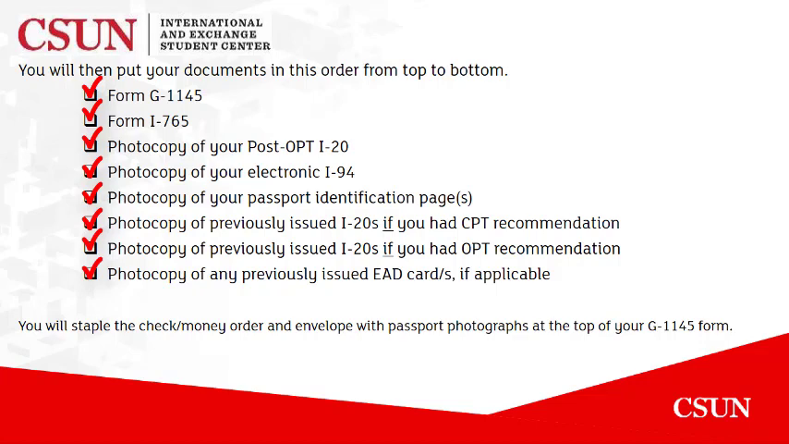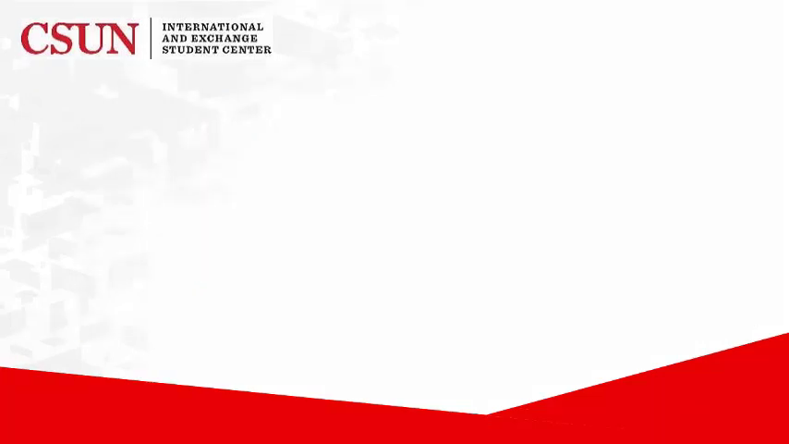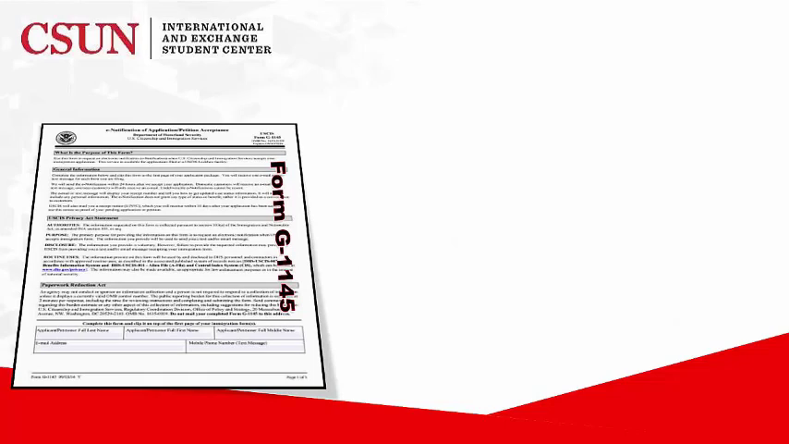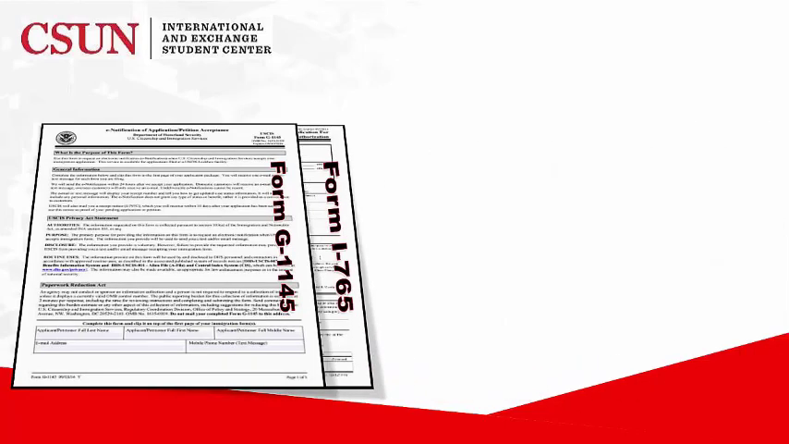You will staple the check or money order and envelope with passport photographs at the top of your G-1145 form. Please see the illustration of the order of your documents. At the top will be Form G-1145, following Form I-765.